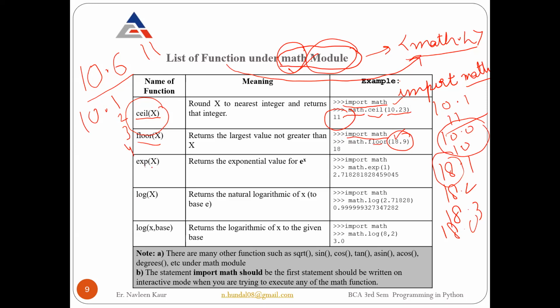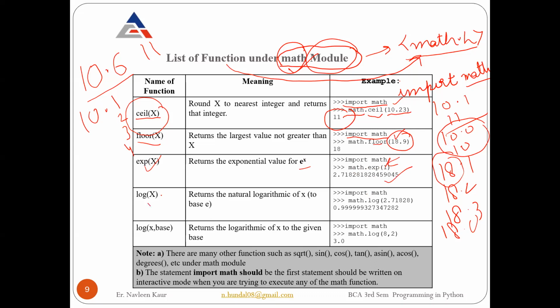Next is exponent. If you have done it, it is e raised to power 6, where e has some value. Okay, so all you have to do is just write math.exp, and then you can pass it any value. It will automatically give you the exponent. You don't need to do the logic of how it is returning it to you.